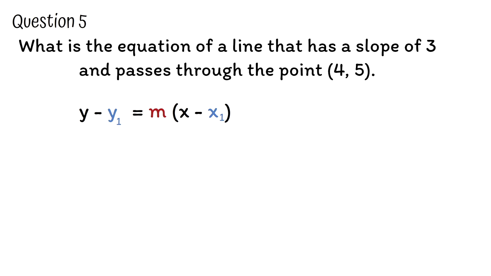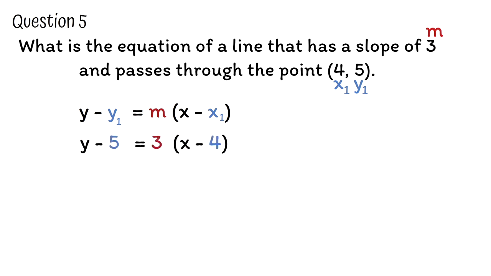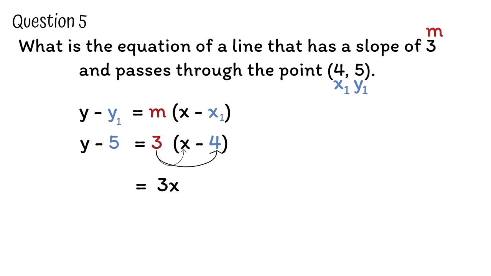In this formula, m is our slope. x1, y1 is the point on the line. Let's name our point x1, y1. M is our slope, so m is 3. Now we put our values in the formula. We have y minus 5 equals 3 times x minus 4. To make this into the slope-intercept equation, we will solve for y, or make y the subject. Let's start by expanding this. 3 times x is 3x, and 3 times minus 4 is minus 12. We have y minus 5 equals 3x minus 12.